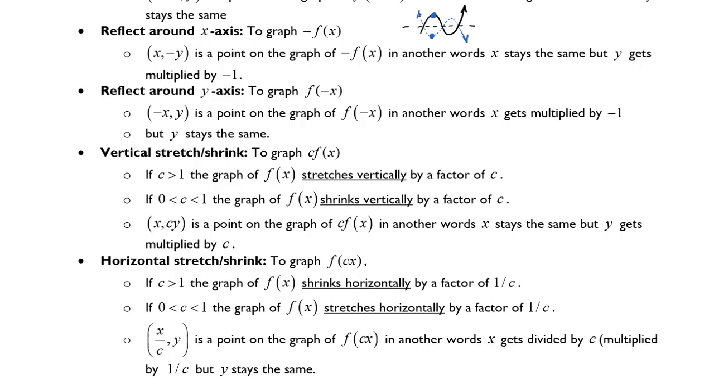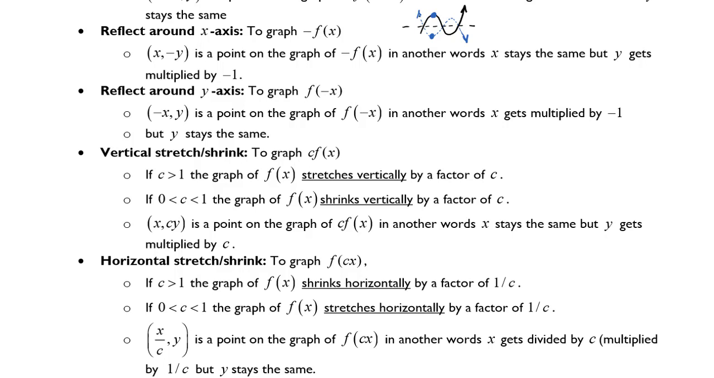If you want to reflect about or around the y-axis, you substitute a negative into the function. So instead of having f of x, you would have the graph of f of negative x. But y stays the same.